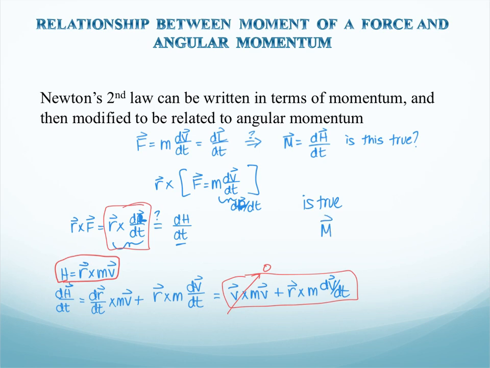Our conjecture that we started off with was that the moment due to a force could be equated to the change, the derivative of angular momentum with respect to time. So this actually is true. Yes, it's true. Once we do that, we can come up with an angular impulse equivalent to what we did with regular momentum.